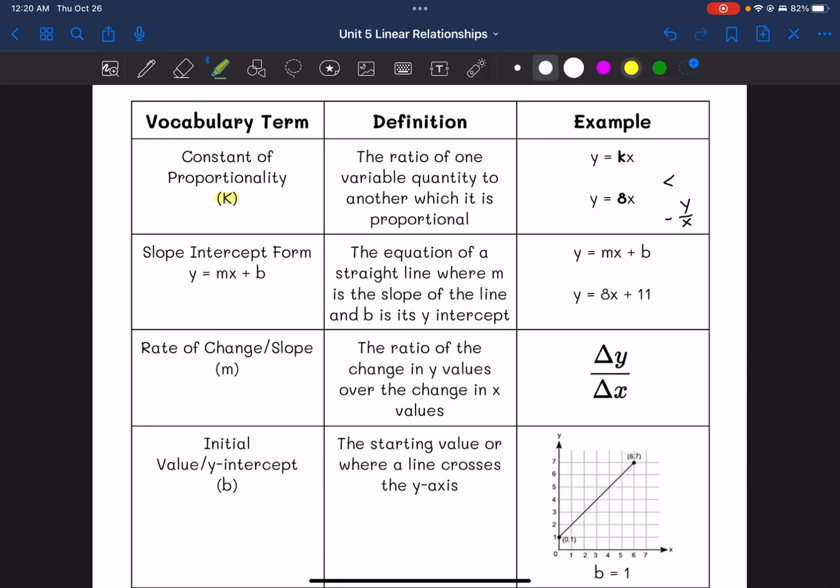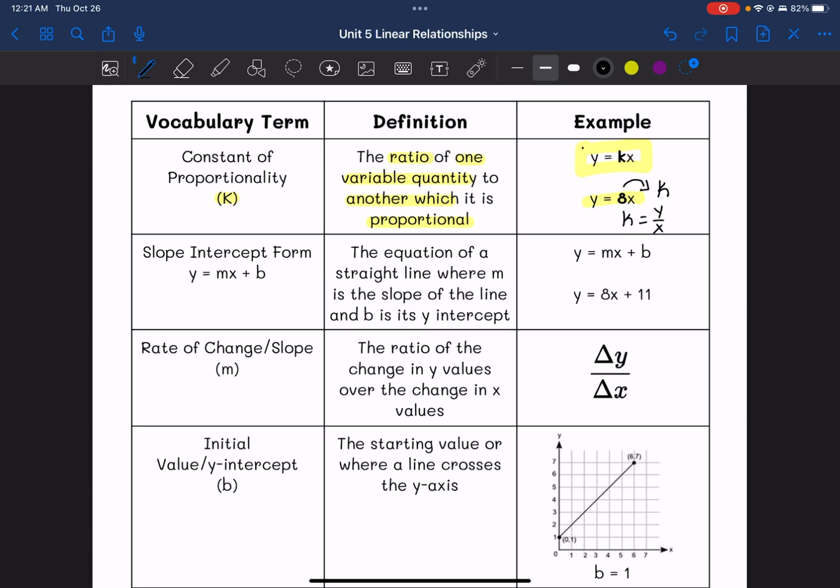And the definition of constant of proportionality is that it is a ratio of one variable quantity to another which is proportional. Okay? An example of this would be y equals 8x, and we also have the formula right here, y equals kx. That tells us that 8 is the k. Another way to write the formula that we can use to solve for constant of proportionality would be to write it as k equals y over x.